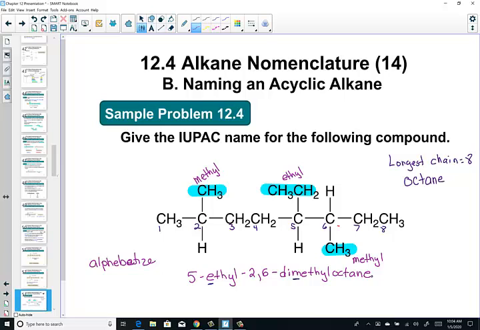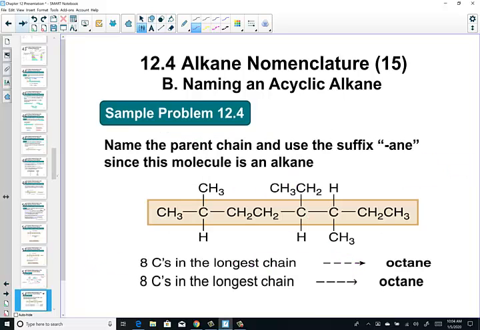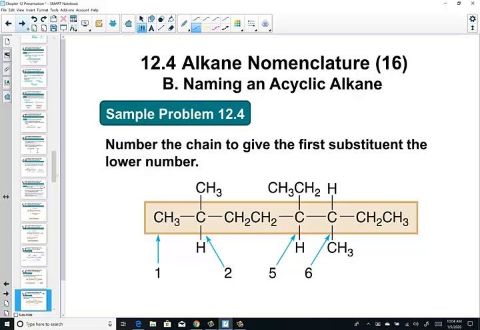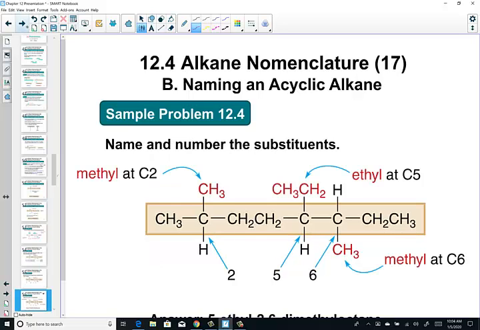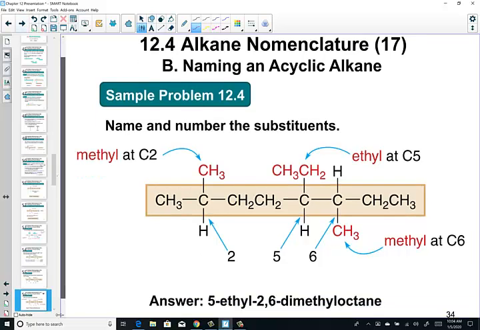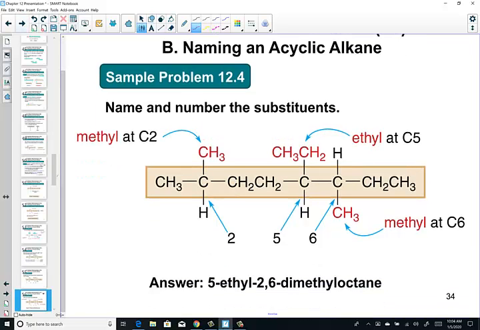5-ethyl 2,6-dimethyl octane is the name of that hydrocarbon. How'd you do? Once we get the rules down, this becomes simplistic. Step by step, we went through our answer and we found 5-ethyl 2,6-dimethyl octane. Excellent work.